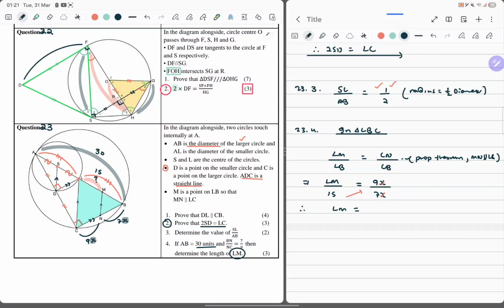Therefore, LM is going to be 9 over 7 times 15, which gives 19 comma something, 19,29 units. Remember, usually the general instruction will say 2 or more decimal places. If it says "or more," you can do 3. If it says 2 only, you do 2, okay? Or you just round off to the nearest integer.